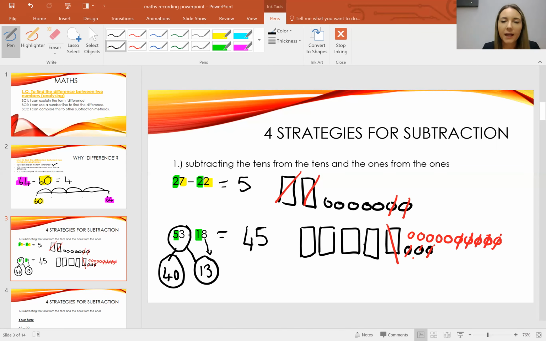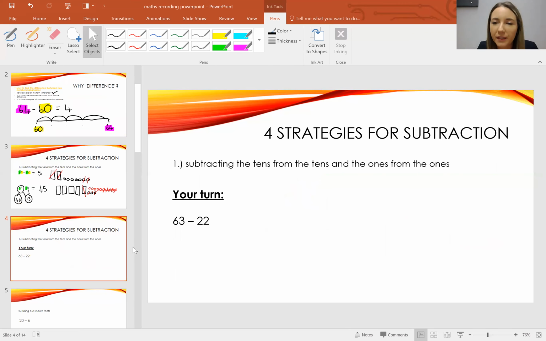Okay, so that was our pictorial jotting strategy, or our abstract strategy of subtracting the tens from the tens and the ones from the ones. So now it's your turn. Pause the video now and have a go at this calculation.